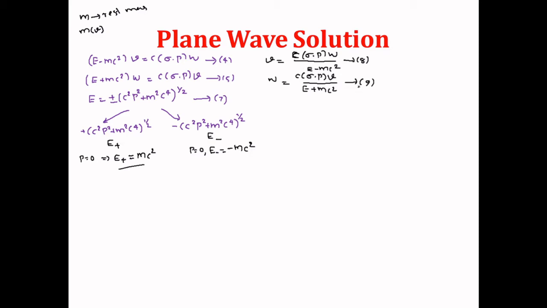Similarly, you cannot use this particular equation to evaluate E minus, because when E minus equals minus mc², the denominator becomes 0. So you can only use this equation to evaluate the value of E minus, and you can use this particular equation to find the energy value of E plus. Okay, first we can calculate the E plus eigenvalues.